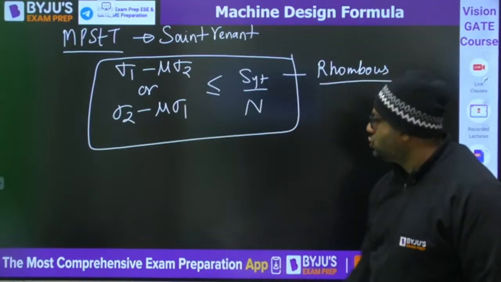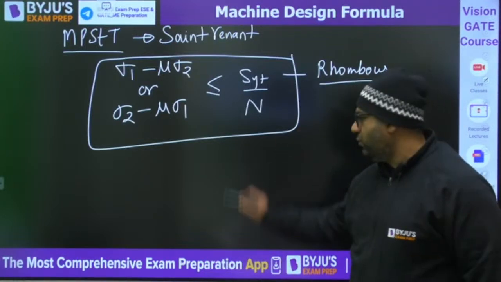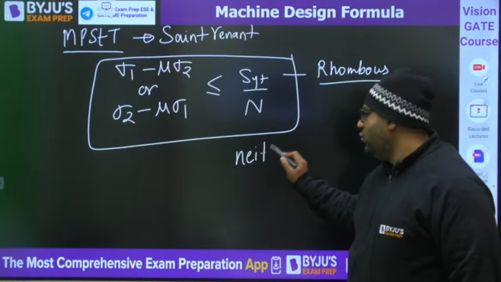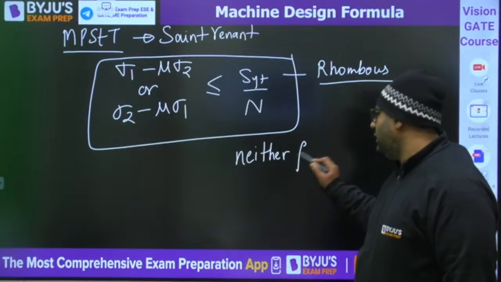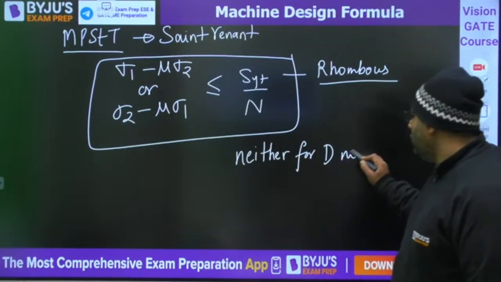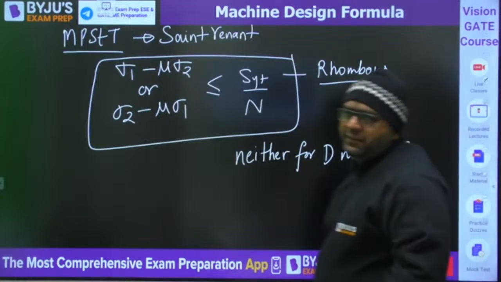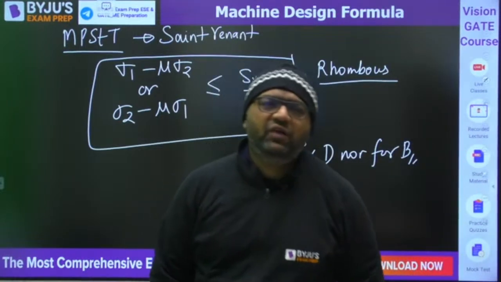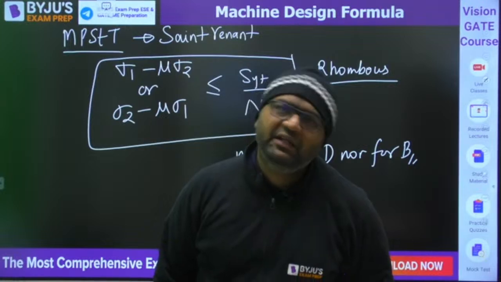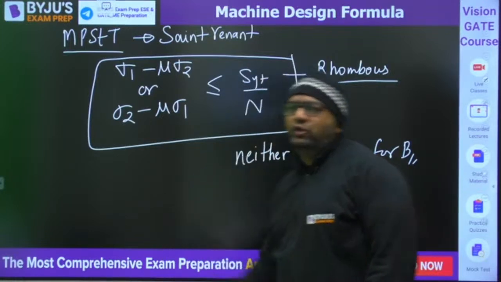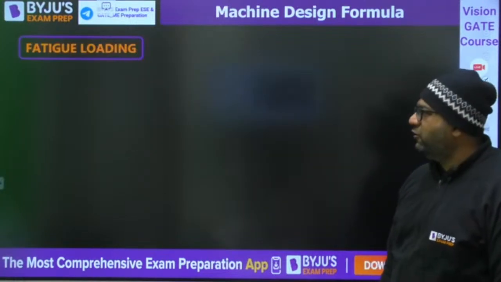This is valid neither for ductile nor for brittle materials, because its failure envelope is very big. Even the MSST failure envelope lies inside its failure envelope. So this is not going to be important from the examination point of view.